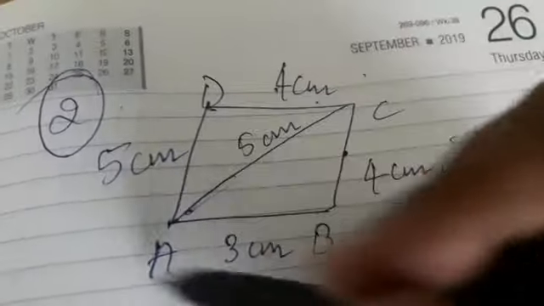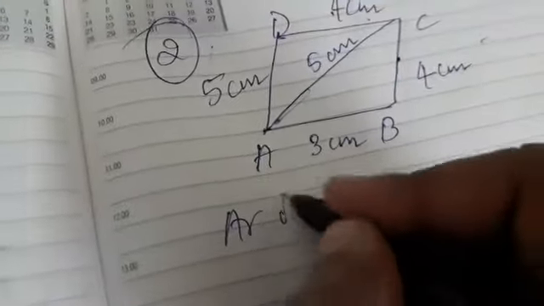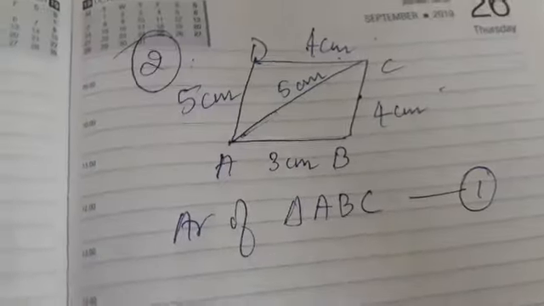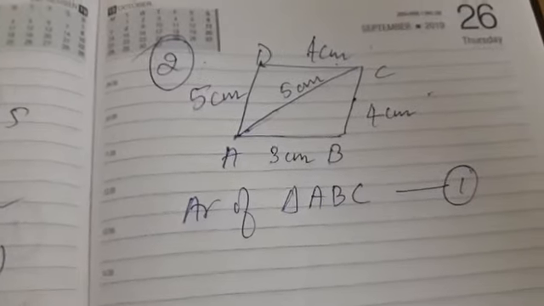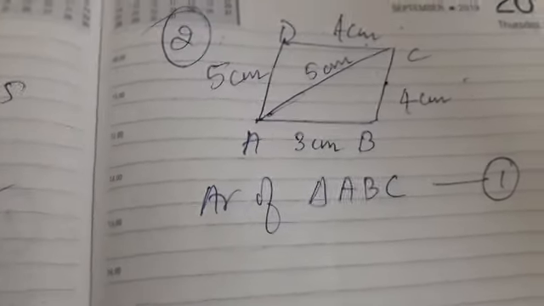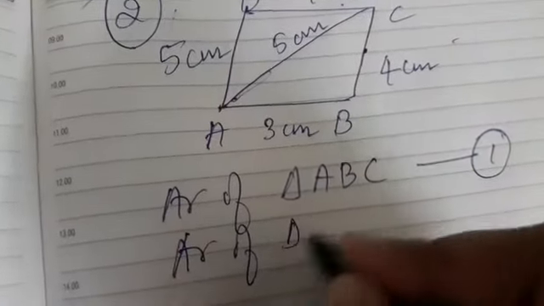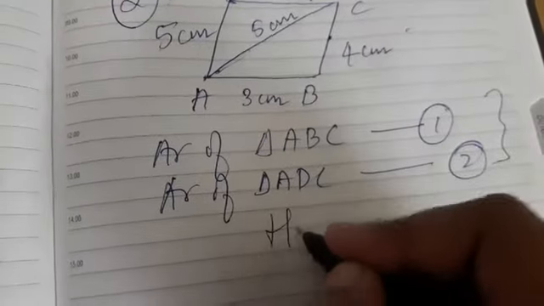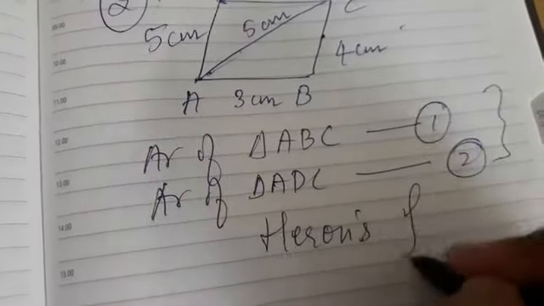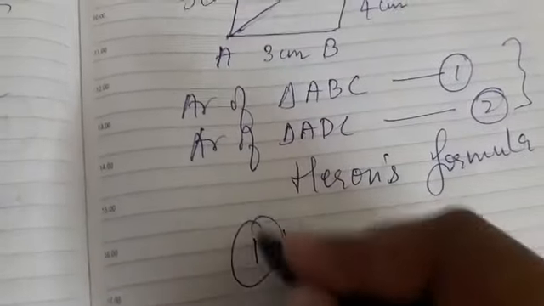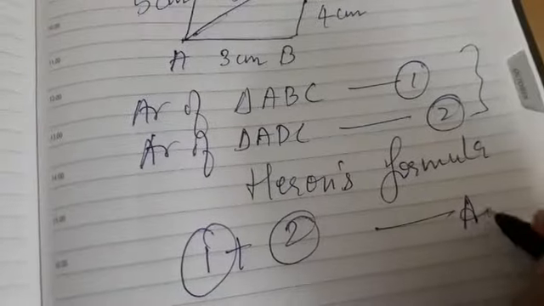Now to find the area of this quadrilateral, children, we can find the area of triangle ABC by Heron's formula. That will be your one answer. And for another one, that is the area of triangle ADC. Similarly, the second one, again, which formula are we using here? Heron's formula for both. And then after finding the 2 answers, we will add 1 and 2. That will be your final answer.